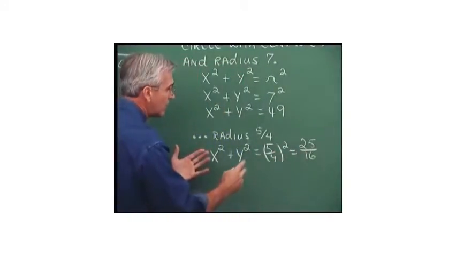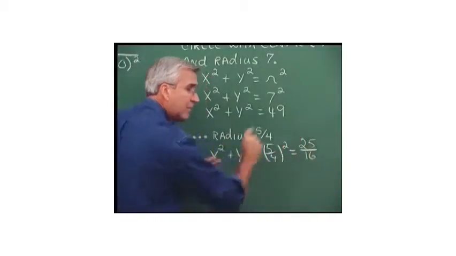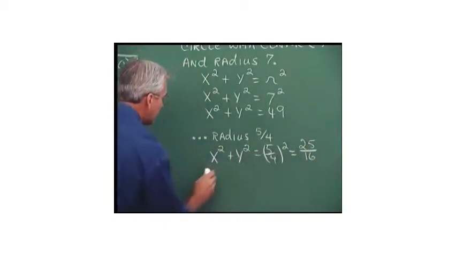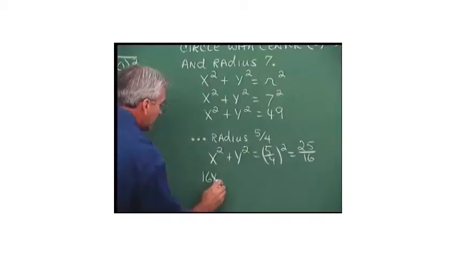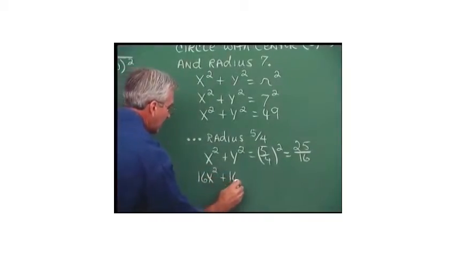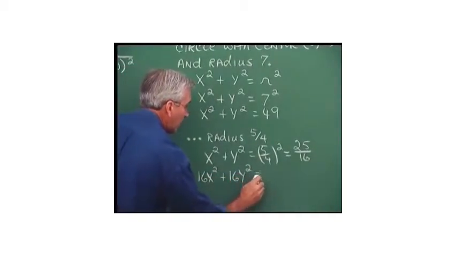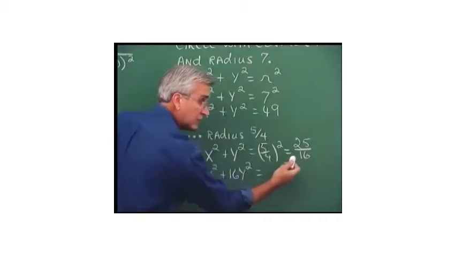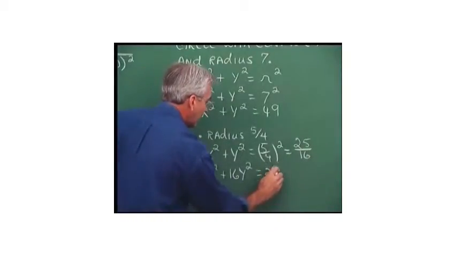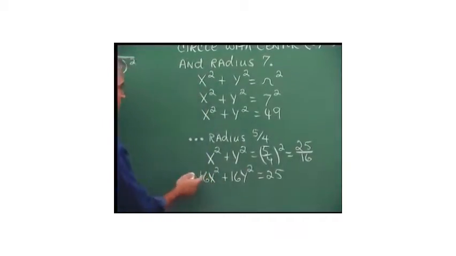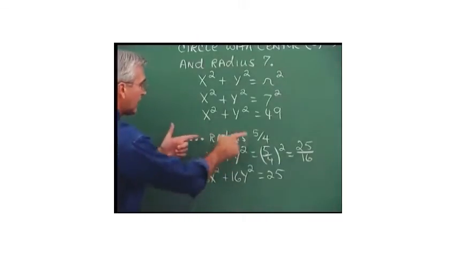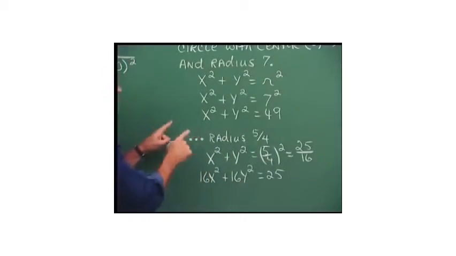We might run through and multiply by 16. So we could write this as 16x squared plus 16y squared, and when we multiply by 16 over here, the 16s would cancel, leaving 25. So here is an equation of a circle whose radius is 5/4 and whose center is at the origin.